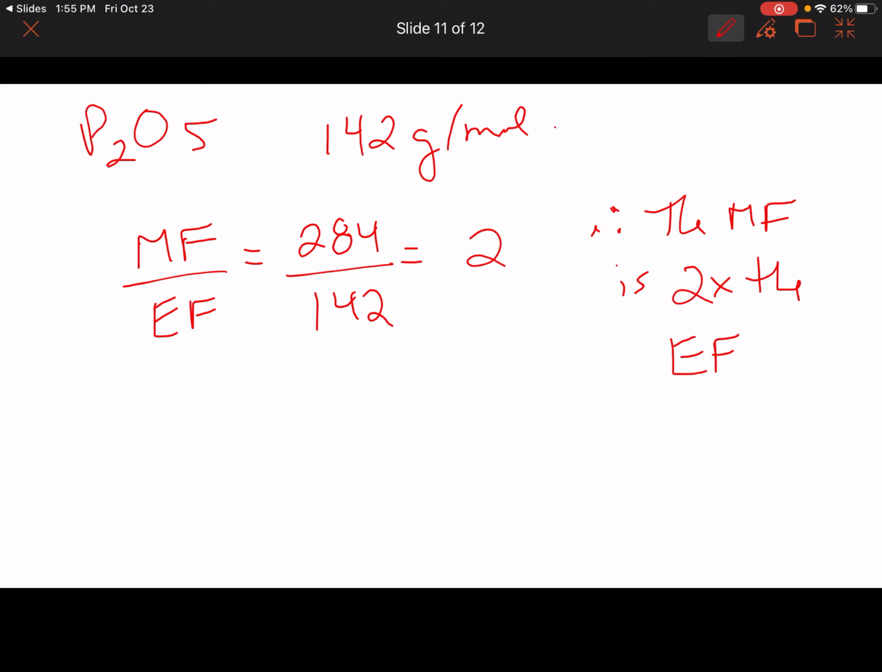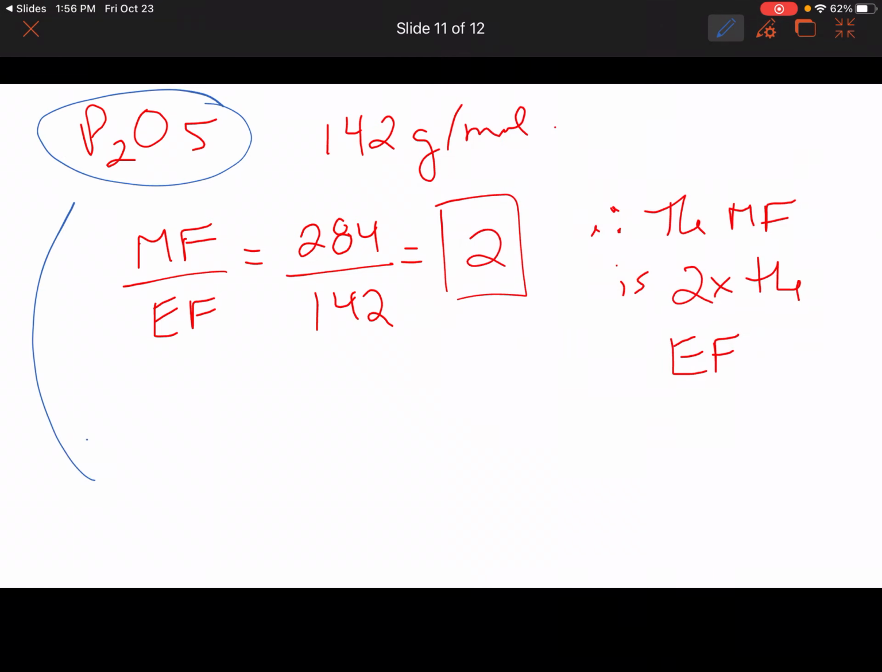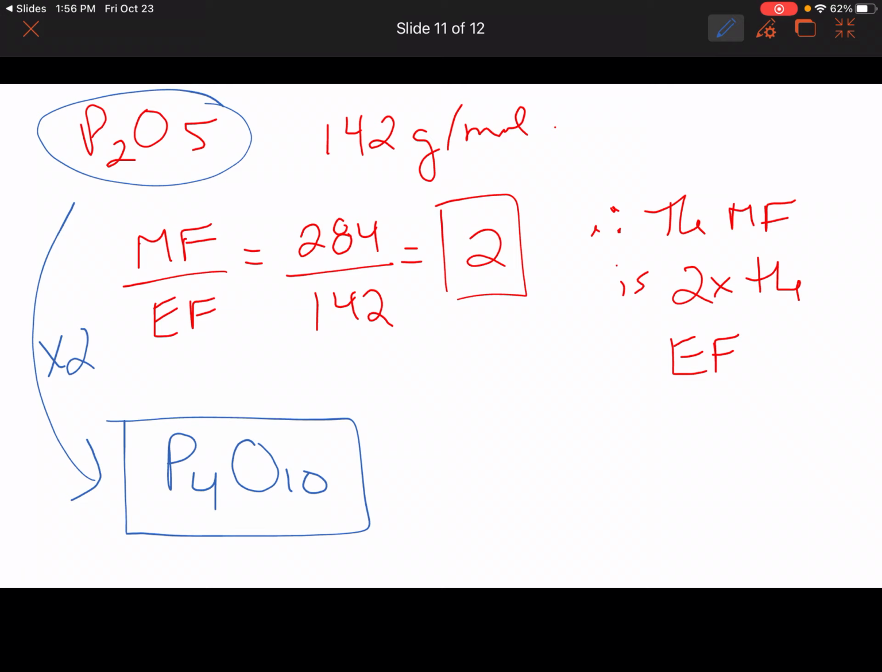Okay, now if you do not get a whole number for this, you have done something wrong. Okay, it has to be a whole number there. Otherwise, go back. You've made a mistake somewhere. So instead of it being P2O5, P2O5 times 2 is going to be P4O10. And this is the molecular formula then of this particular compound.